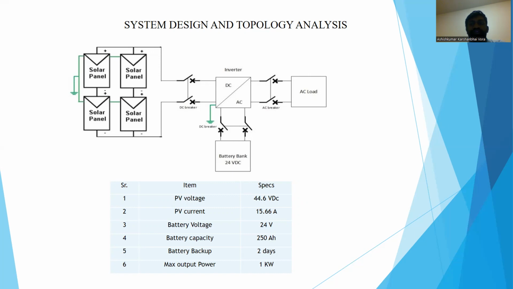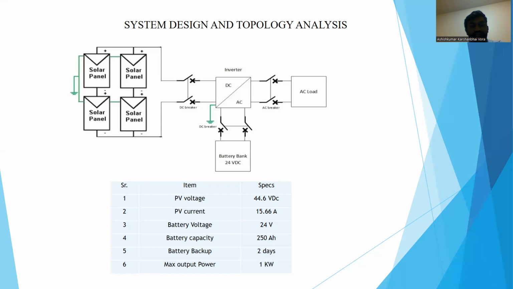AC power can be used as per the requirement, and it's also linked with the battery bank, which is 24-volt DC. So it can store the energy, and whenever it's required, we can reuse this energy. Here are the different items and their specifications.